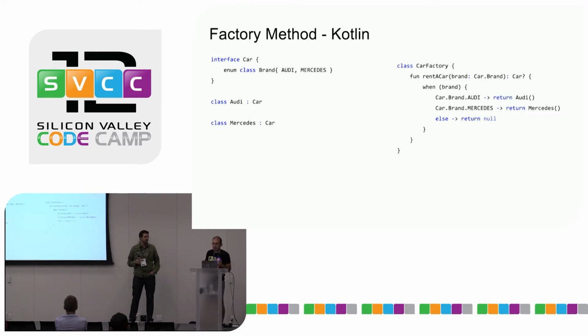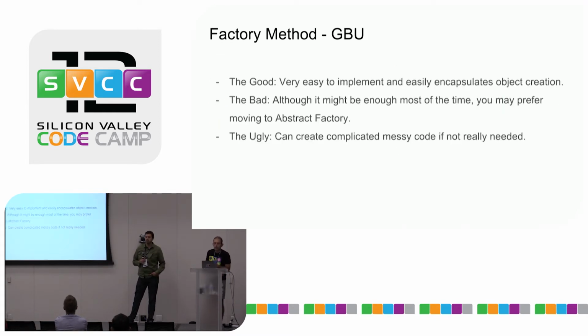So as far as we could find, factories are more or less the same code which you would probably write in Java. The good thing about factories is they're very easy to implement, and they easily encapsulate the object creation into one point, which you can change at any time without breaking the rest of the code. Although the factory method is enough most of the time, if things get complicated, you will most likely switch to abstract factories. And the ugly part, which is true for all patterns, is that if you don't need it, it will just make your code more complicated, over-engineered and hard to maintain. So just make sure you need it.